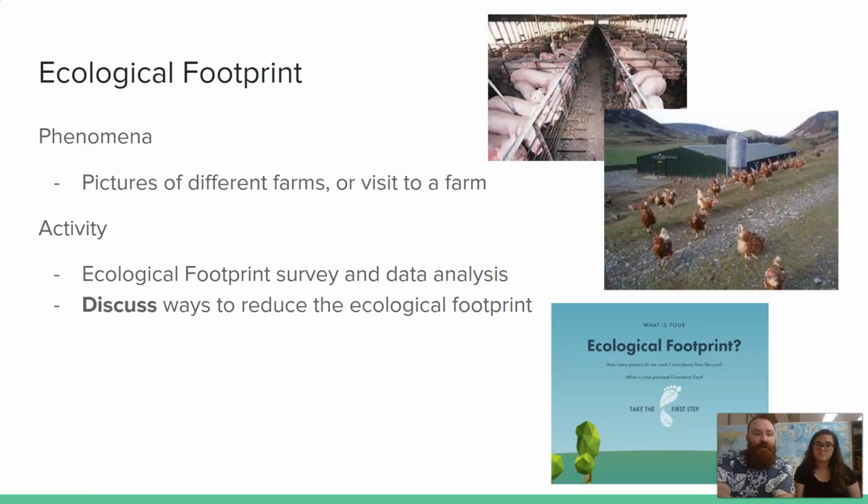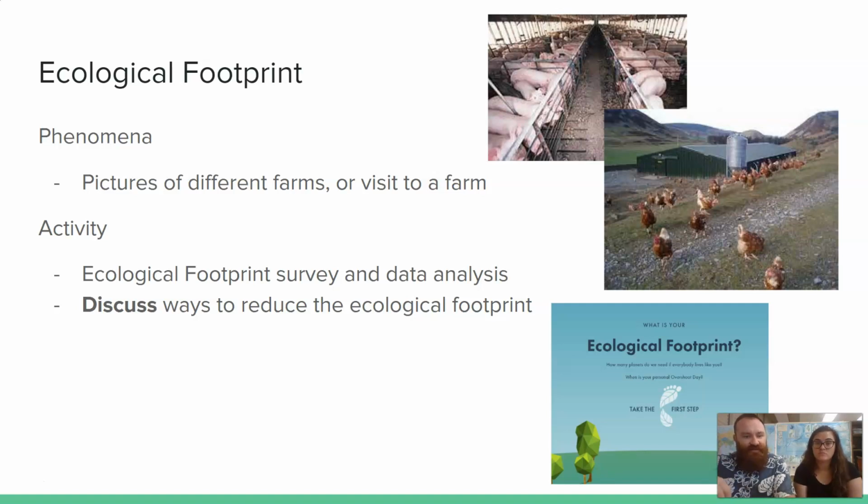The next one is all about ecological footprint. So we are going to start with the phenomena of just different farms. You can go visit a farm. Do you have a school garden? Go there. If not, or if you're distance learning, you can show some pictures of different farms. Maybe you can visit a farm and take some selfies or take a video tour. Regardless, they should be looking at these farms and start to observe things and ask questions about how these farms might be affecting the environment and why they might be built the way they are.